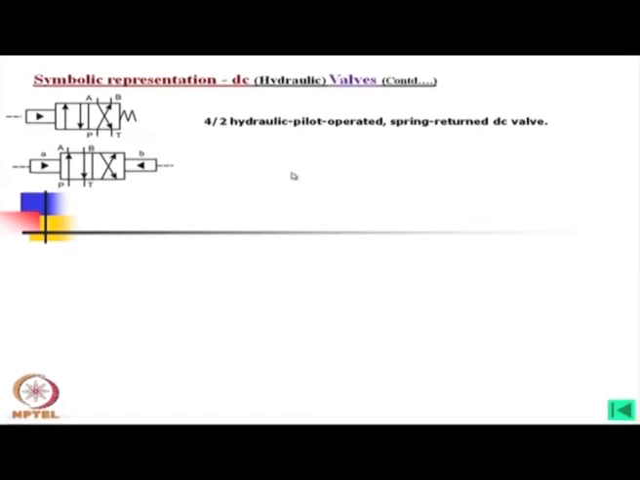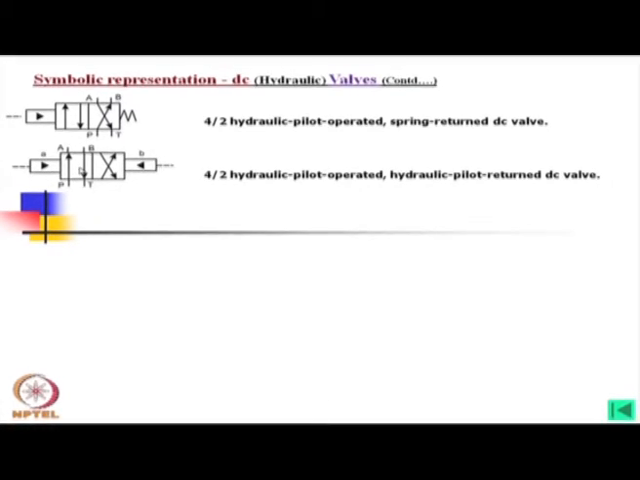Now, this is another valve. We have seen the first one. Then on side B also more or less the same symbols are there. Then this is a 4 by 2 hydraulic pilot operated hydraulic pilot return DC valve. This means that on both sides there is a hydraulic actuator to operate this spool. If we actuate A, if this A signal is there, then it will go to this position. If there is a B signal, this will be in this position, or it might be the reverse. Now, this detail can be understood by looking at the actual valve.